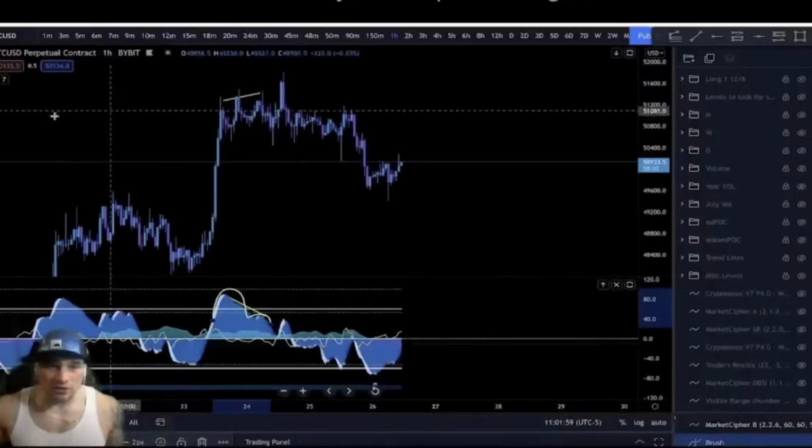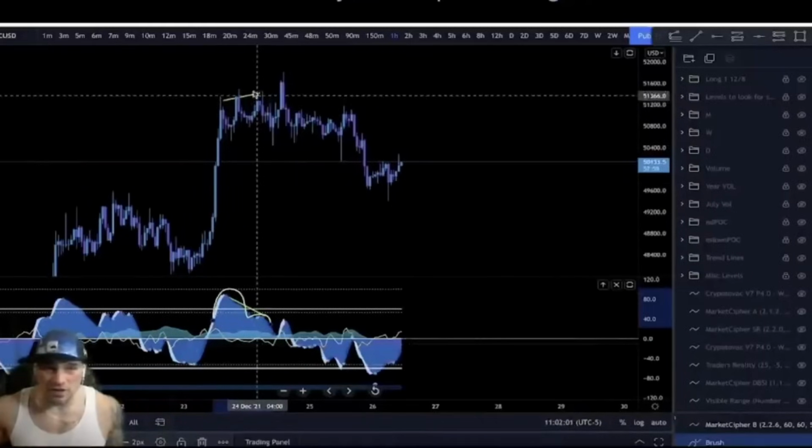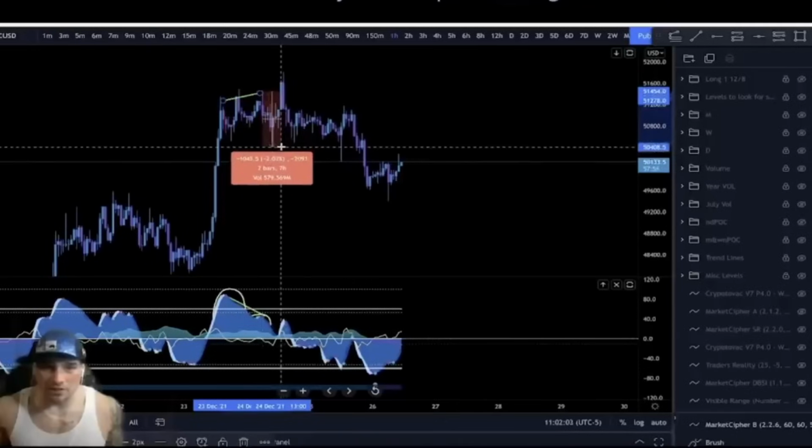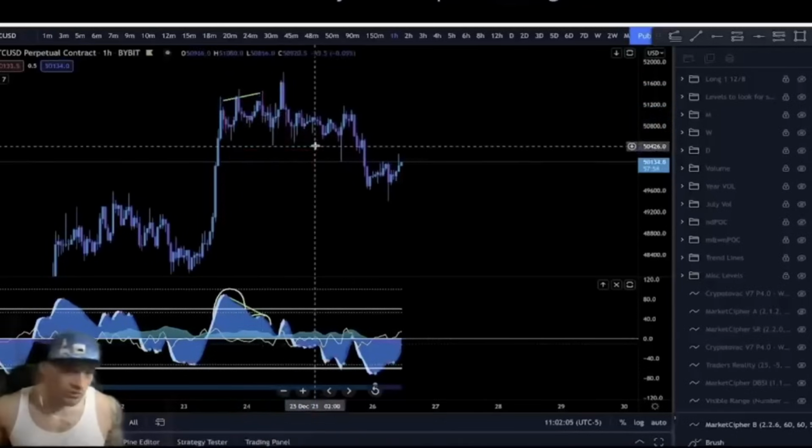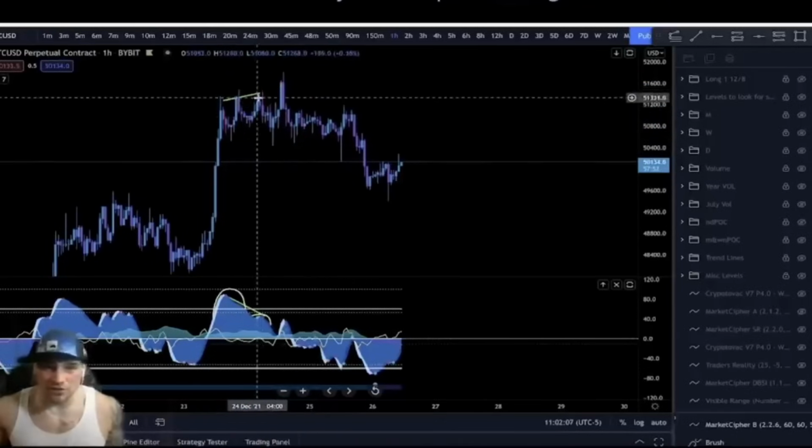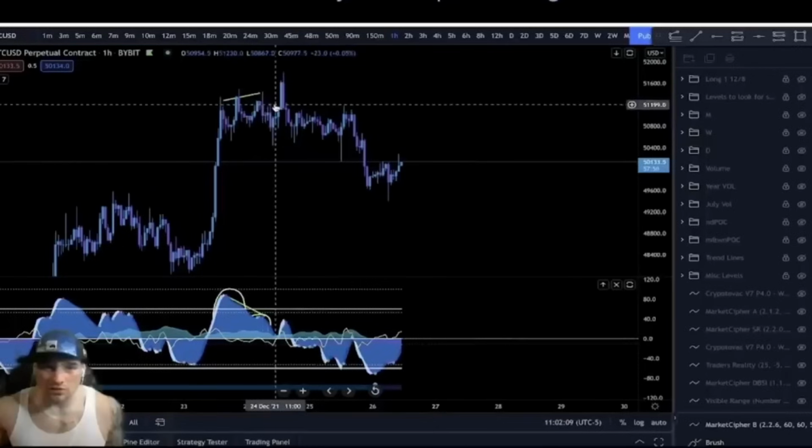Look at that, guys. From the time that we get that uneven butt cheek on the 1 hour time frame, we come down about 2%. That's a great day trade, scalp trade strategy. It takes us 1, 2, 3, 4, 5 hours.